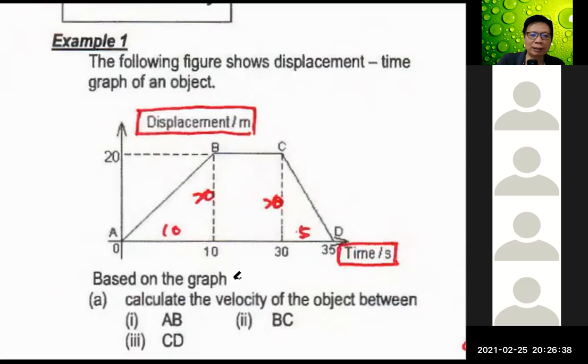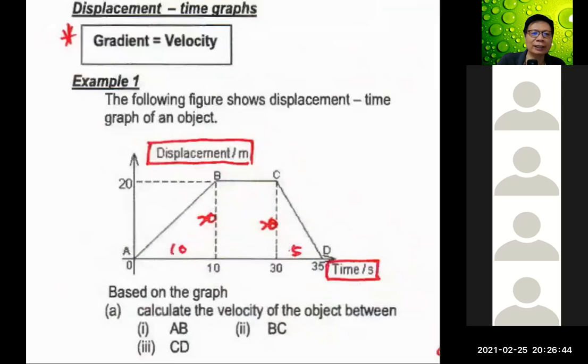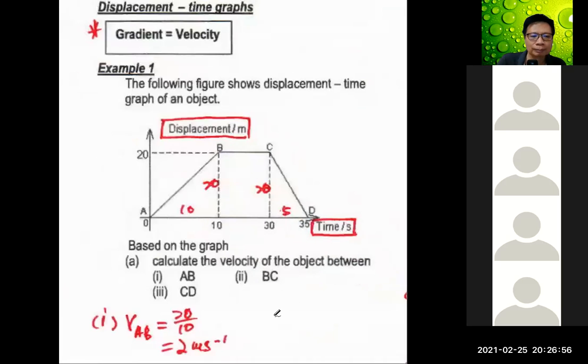Now we calculate the velocity of AB, BC, CD. Okay. To find velocity, you find the gradient. Correct or not? So the gradient here is 20 divided by 10. Here is 20. This is 10. So 20 divided by 10, you get the gradient 2. So you write velocity AB: the gradient is 20 divided by 10, so you get 2 meters per second.